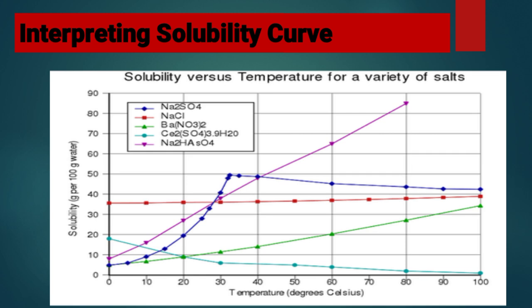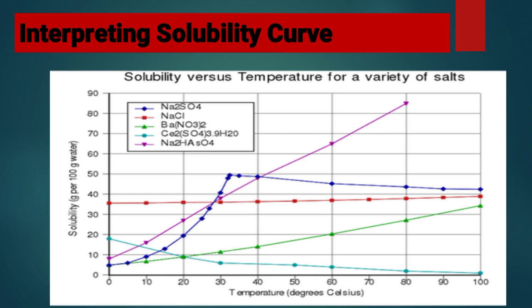Now let's look at barium nitrate, the green color. If you increase the temperature, it gradually increases the solubility of barium nitrate. Let's go for cerium tetraoxosulfate(VI) nonahydrate, the cyan color that is moving between 20 and 10. If you look at this, if you increase the temperature, it is actually reducing the solubility. So at 100 degrees Celsius, the least soluble substance there is cerium. You can see it is the lowest down there. The highest probably might be that of the pink color, the other sodium salt there.